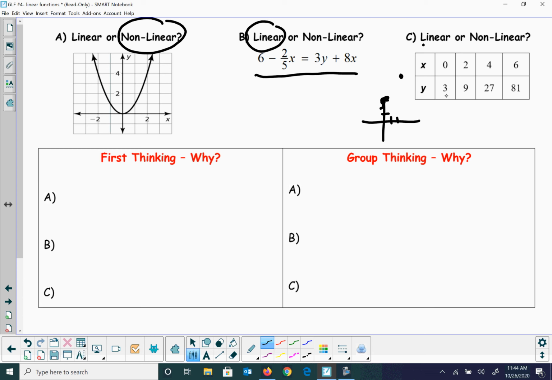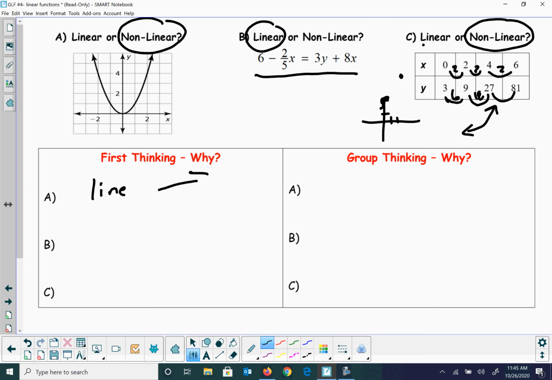So we're also looking at how we're going up by 2's each of these. We add 2's each time. And then here I add 6. And then I add 18. And then I add something way bigger than 18. So this is not linear because this would have some sort of curve to it like this if I were to graph it. So first thinking, is it a line?